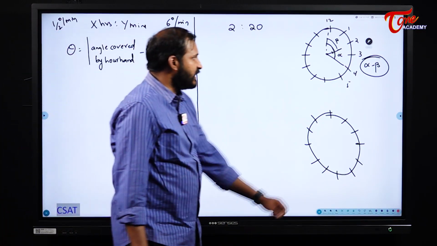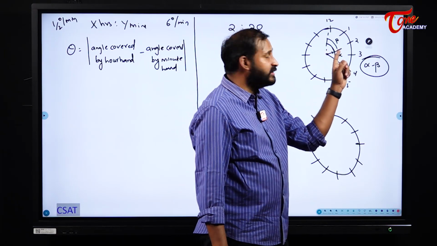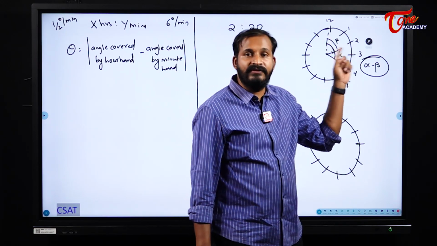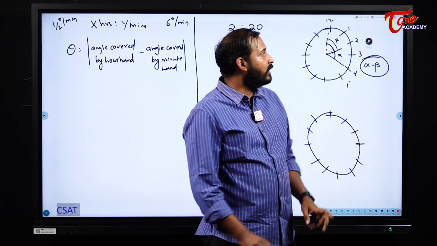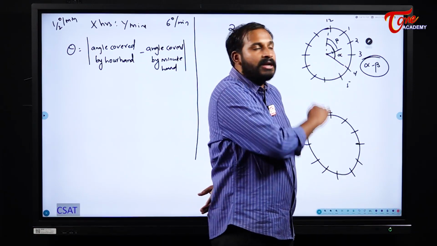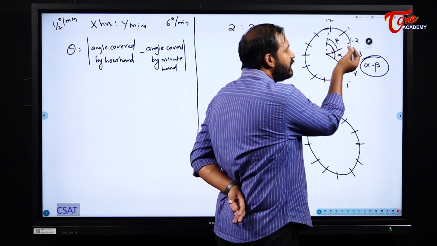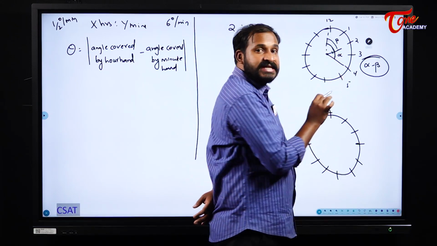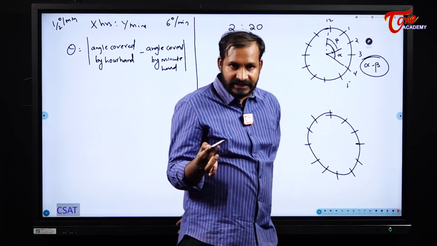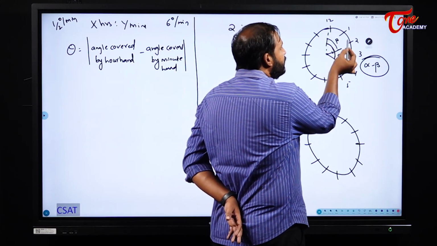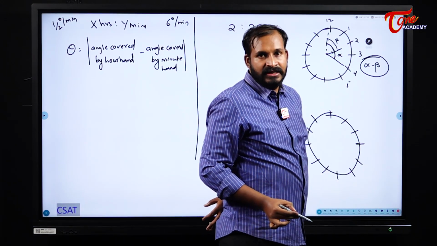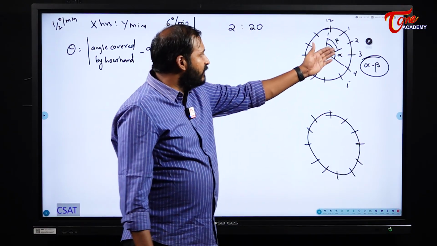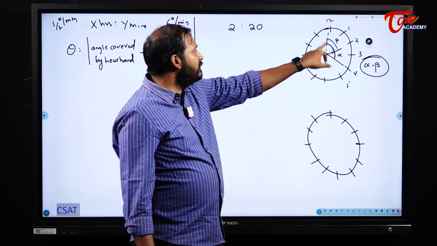Now, one basic understanding, students, please observe here. When the time is 2 o'clock, my minute hand will be exactly on 12, and my hour hand will already be on 2, right? So when the time is exactly 2 o'clock, my hour hand will already have traveled 30 and 30, that is 60 degrees. The reason is my hour hand will be on 2 and my minute hand will be on 12.